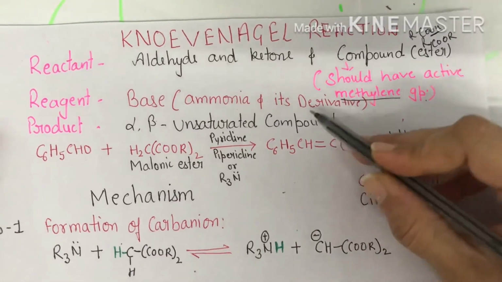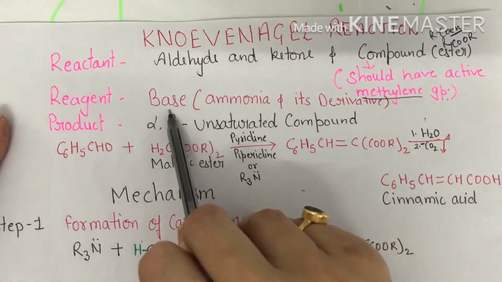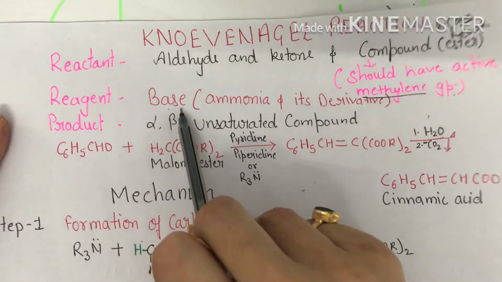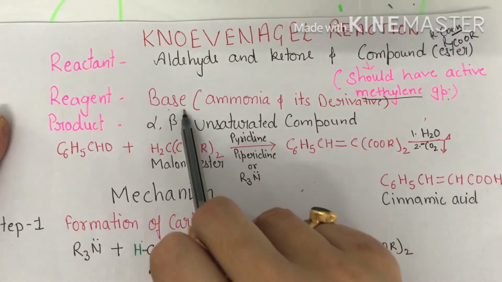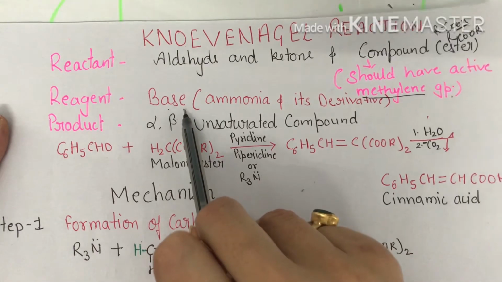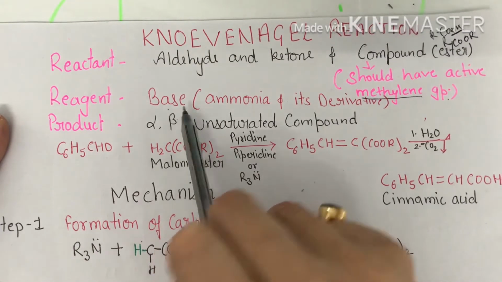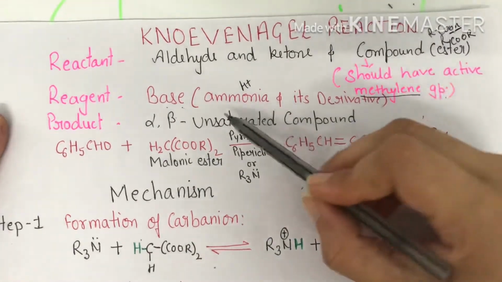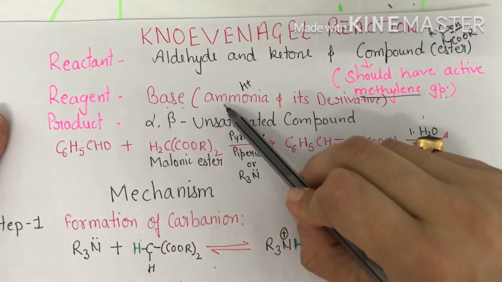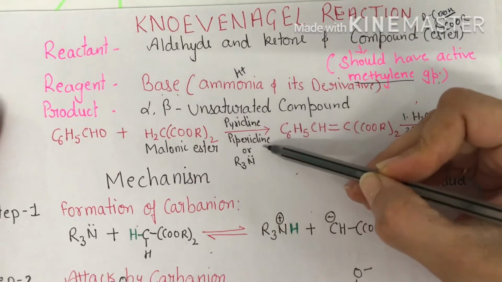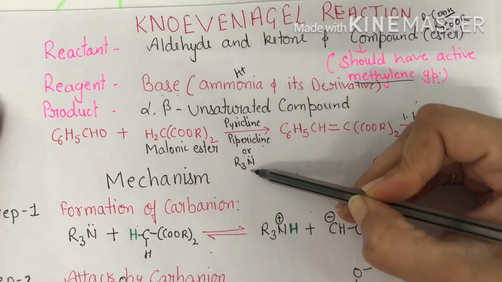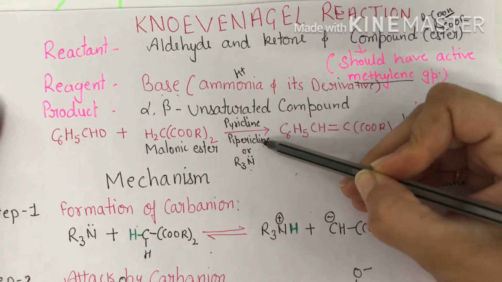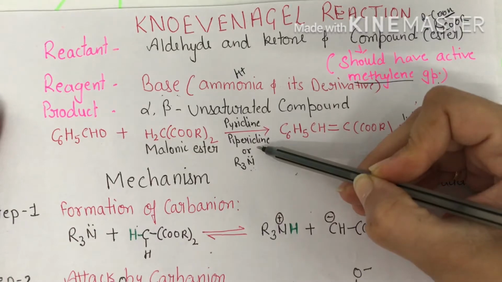Because this reaction is carried out in the presence of base. Bases are those that have the capacity to donate a lone pair of electrons, or you can say have the tendency to abstract a proton. That means H+. So what are the bases? We are taking pyridine, piperidine and tertiary amines. Amine compounds. Piperidine and pyridine are heterocyclic compounds, bases.